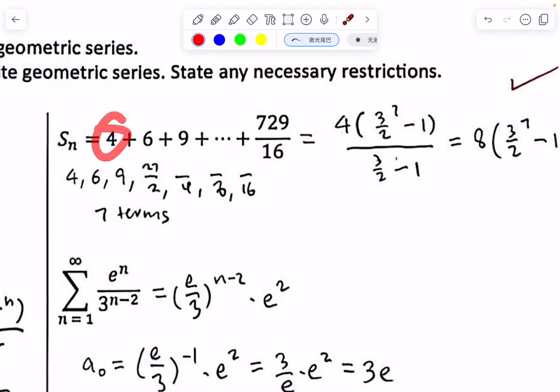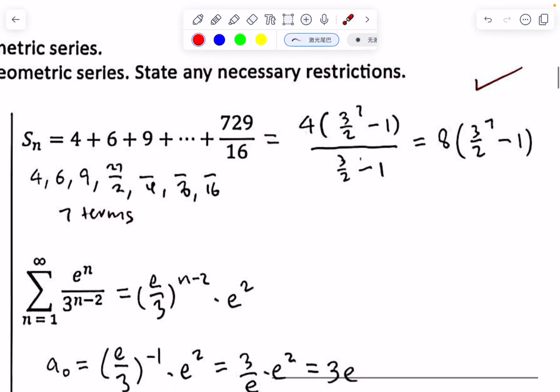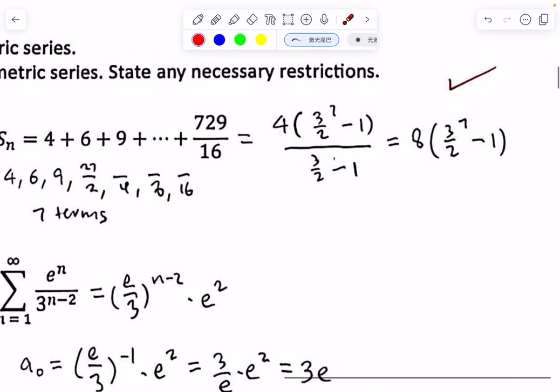4 has two 2s, 6 has only one 2, 9 has zero 2s. The next term has negative one 2, which means it has something over 2. The next terms will have over 4, over 8, and over 16. And this term is over 16, which gives us a total of 7 terms. Again, you don't really need to do this. It's just a way to do these problems really quickly and efficiently.